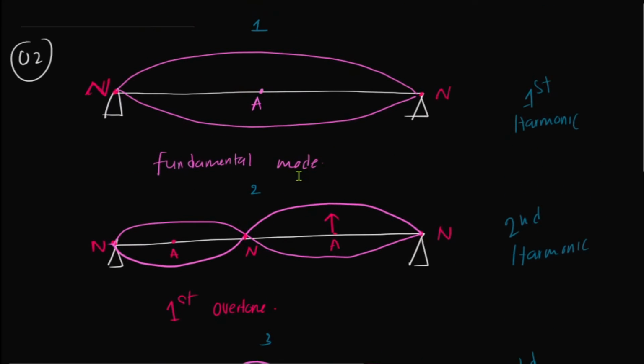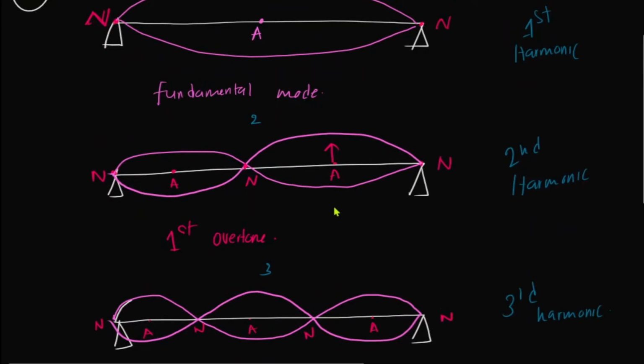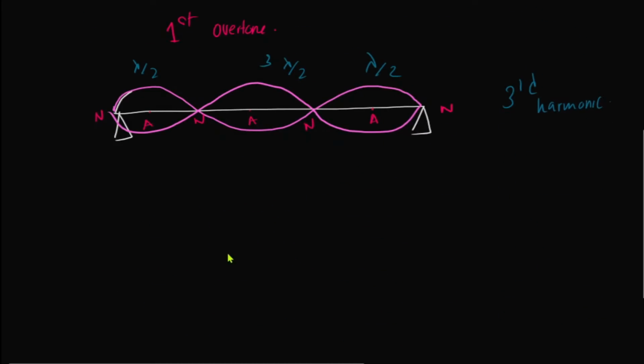What is the wavelength of one loop? Lambda over 2. What is the wavelength of two loops? This is lambda over 2, lambda over 2. And with three loops, lambda over 2, lambda over 2, lambda over 2. So the nth harmonic will have how many loops? N loops.